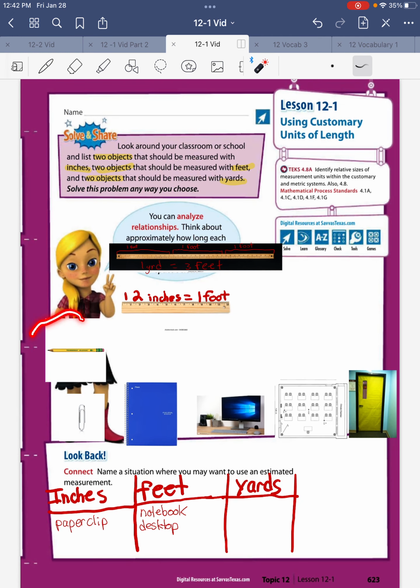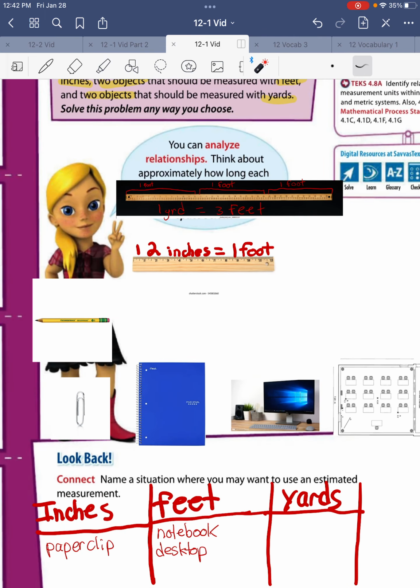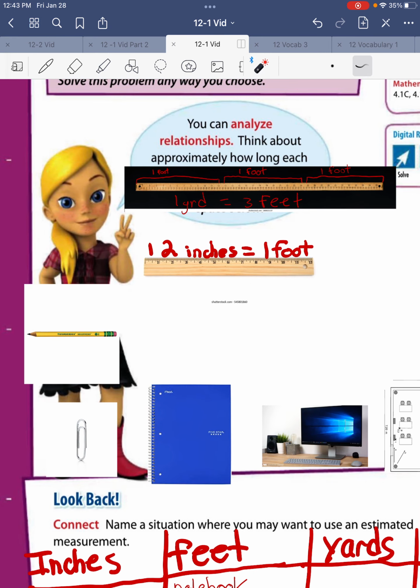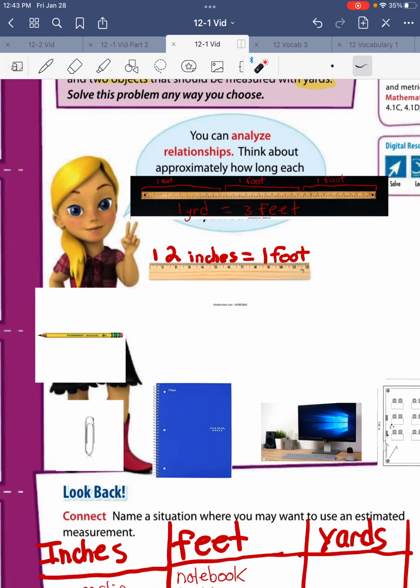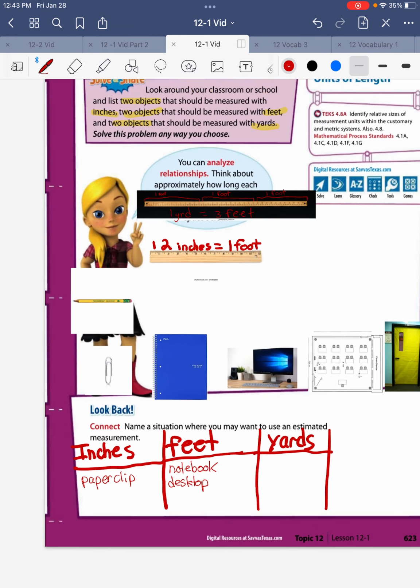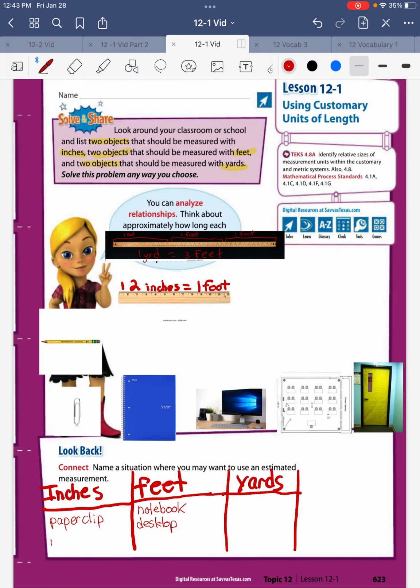Let's do my pencil, okay? My pencil, let's see. So my pencil is definitely not at 12 inches, okay? A pencil is not as big as a whole ruler. It's less. So because a pencil is less than 1 foot, less than 12 inches, I would use inches to measure my pencil. So I'm going to put pencil here.